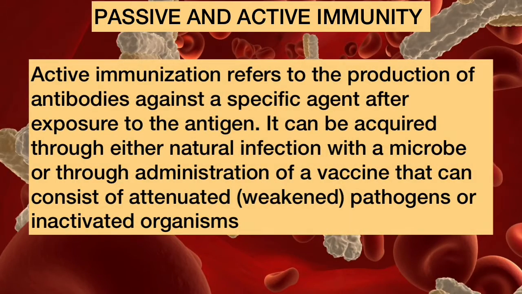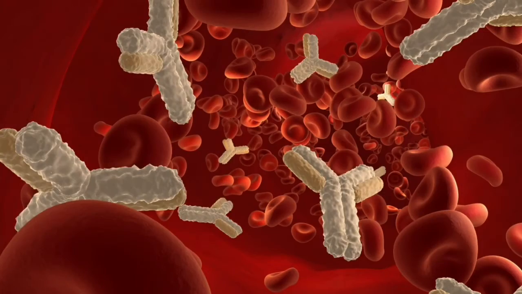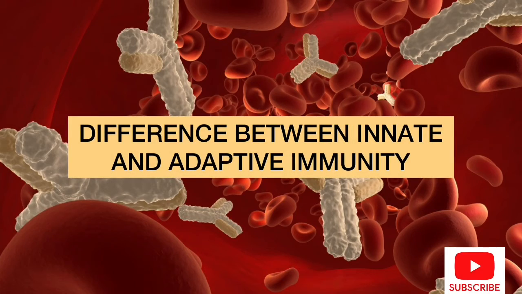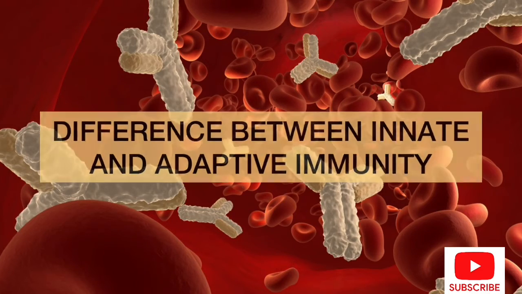Active immunization refers to the production of antibodies against a specific agent after exposure to the antigen. It can be acquired through either natural infection with a microbe or through administration of a vaccine that can consist of attenuated pathogens or inactivated organisms. Differences between innate and adaptive immunity.